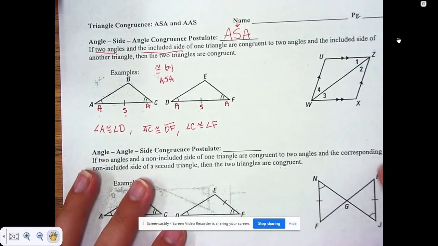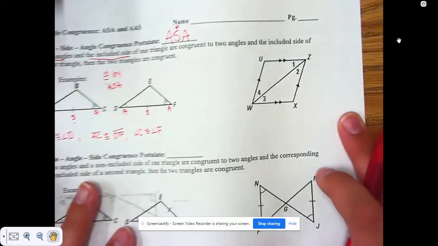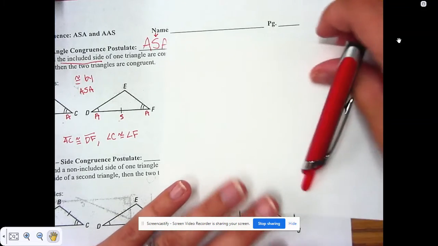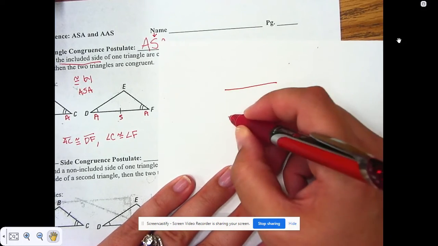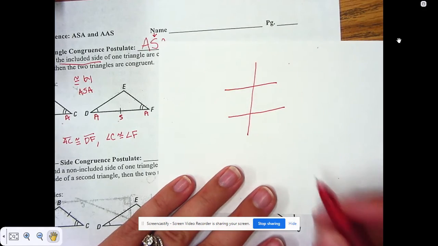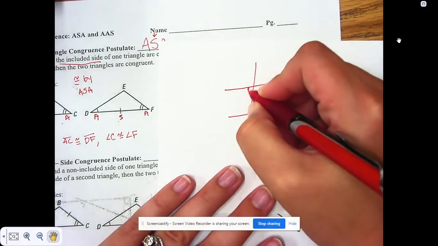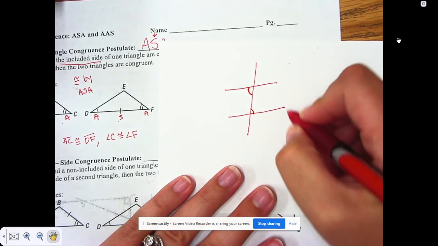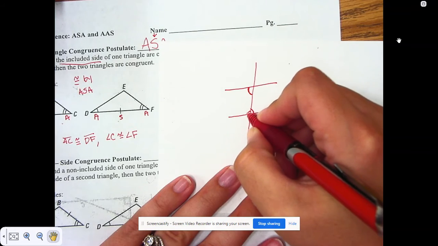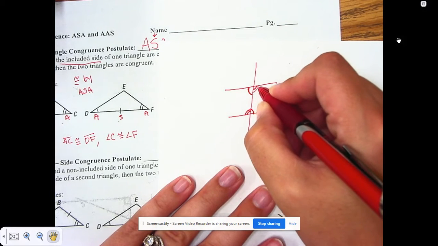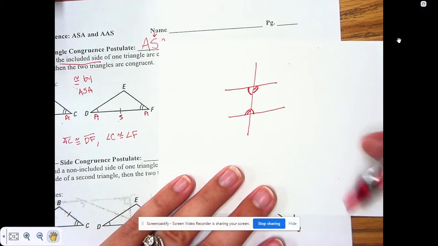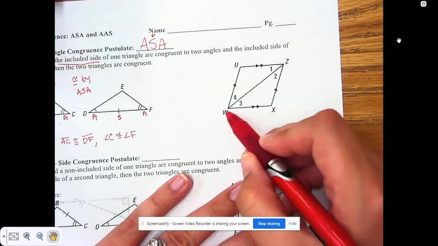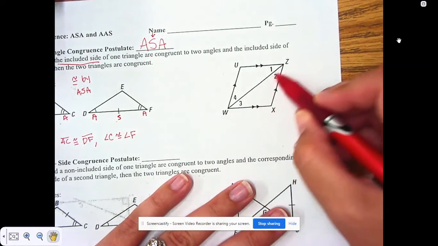Okay, the second example goes back to when we were doing parallel lines with a transversal. Just a really quick recap. Remember that when you have parallel lines and a transversal, this angle and this angle are congruent to each other. They're called alternate interior angles. And also this angle is congruent to this angle. That's going to come into play in this figure that we have on our paper. You see these parallel lines here, and this would be the transversal.